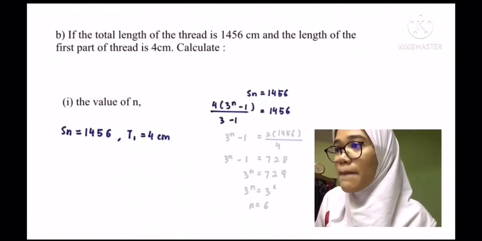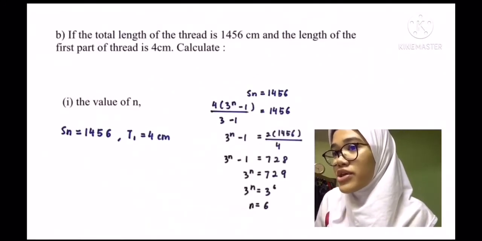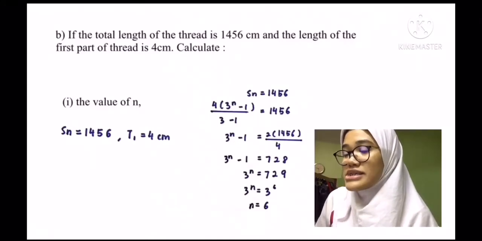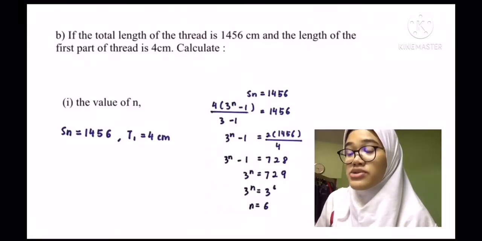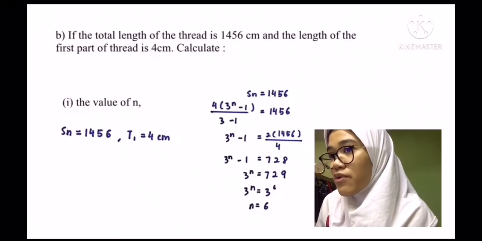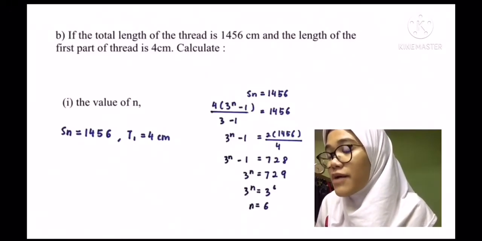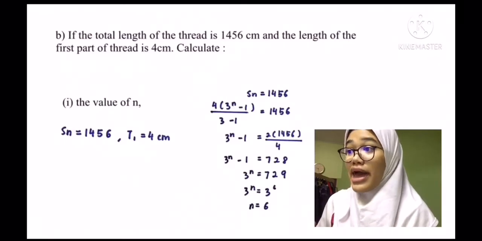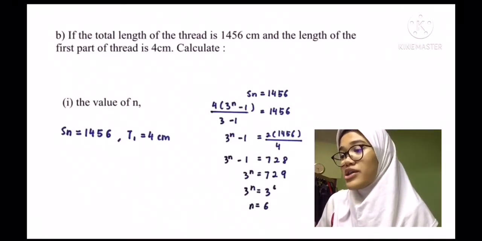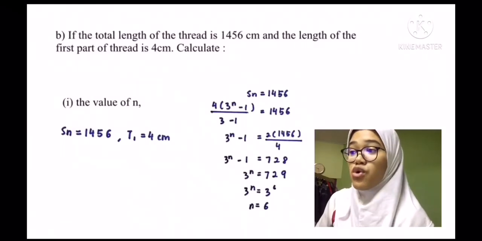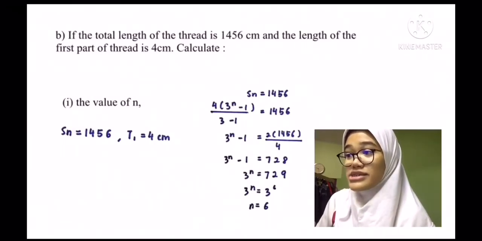So 3 minus 1 is 2, and bringing the 4 and the 2 to the right-hand side, the equation is now 3 to the power of n minus 1 equals 2 times 1456 over 4. Calculating it, we get 3 to the power of n minus 1 equals 728. Adding the 1 onto the right-hand side, we get 3 to the power of n equals 729. 729 equals 3 to the power of 6. So we can conclude that n equals 6.